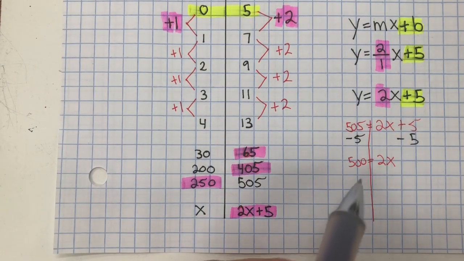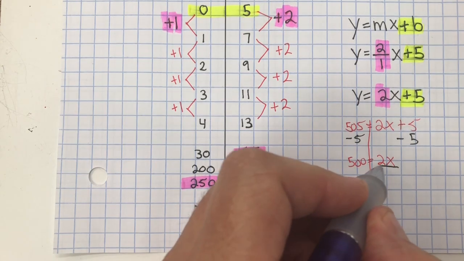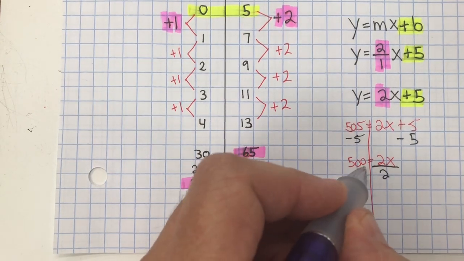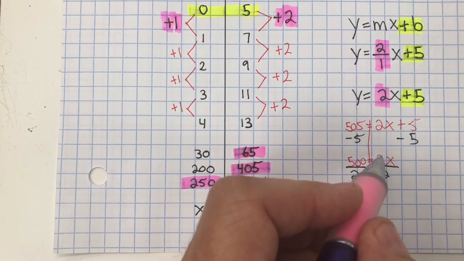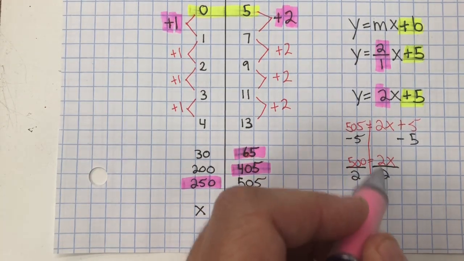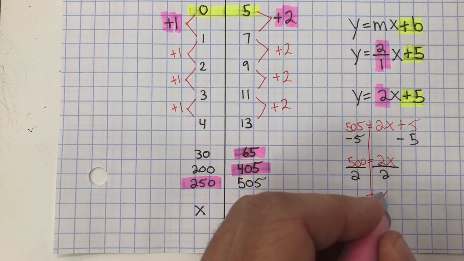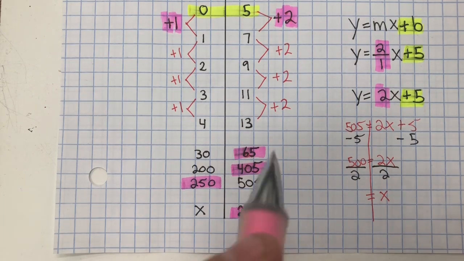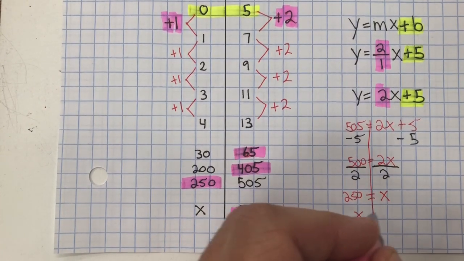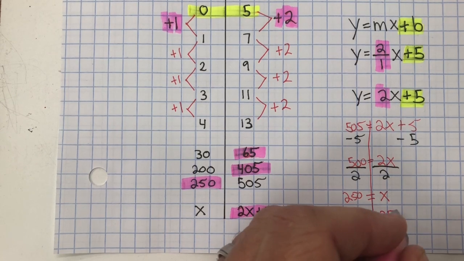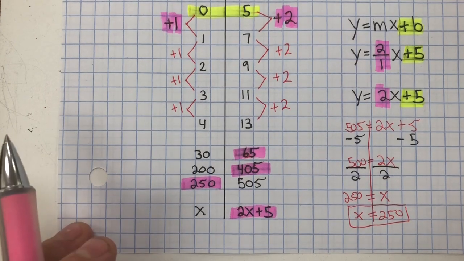Now I have 2x, this is multiplication, inverse property of multiplication is division. I divide both sides by 2. This is the identity property, the giant 1 in identity property of multiplication. And I'm left with x, and 500 divided by 2 is 250. So x equals 250. And that's the value we got there.